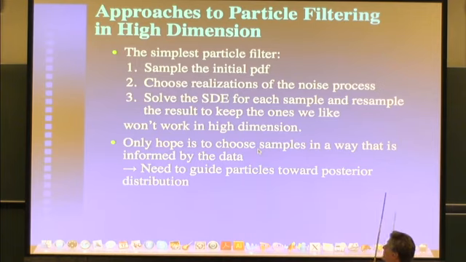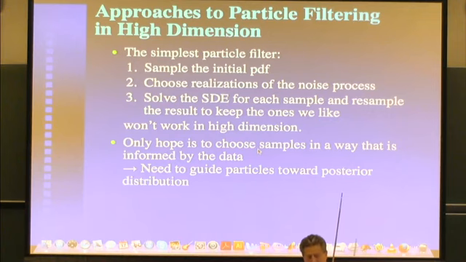Now, the simplest way to do this is you sample the initial probability density function and you choose realizations of the noise process, and then you solve the stochastic differential equation for each sample, and then you resample the result and you keep the ones that you like. The ones that you like are the ones that predicted something close to the observations you actually got. But this really doesn't work very well at high dimension. And so our only hope is to choose samples in a way that's informed by the data. That is, we have to find some way to guide the particles toward this posterior distribution. And now we enter the well-worn path that pretty much everybody uses.